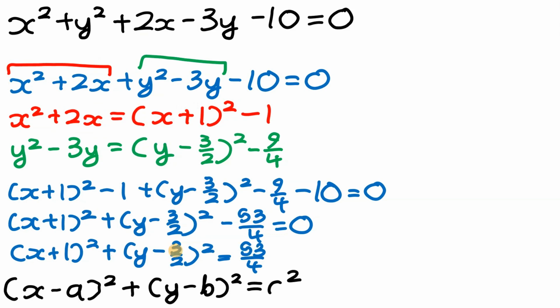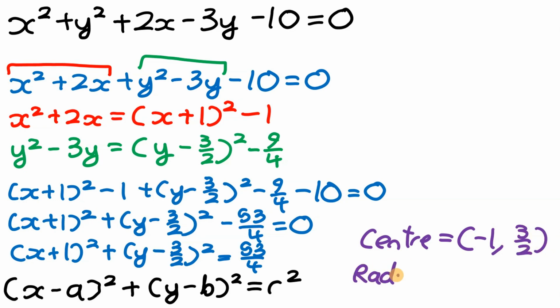So for this equation of the circle here, the centre is equal to, so we have plus 1 here, so it's going to be minus 1, and we have minus 3 over 2 here, so it's going to be 3 over 2, so this here is the centre, and the radius, so remember this is r squared, so the radius is going to be the square root of this. If you square root 53 over 4 is equal to root 53 over 2.